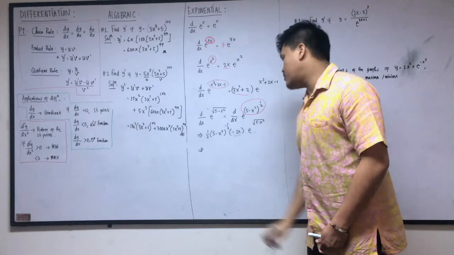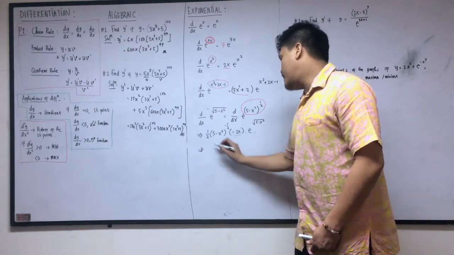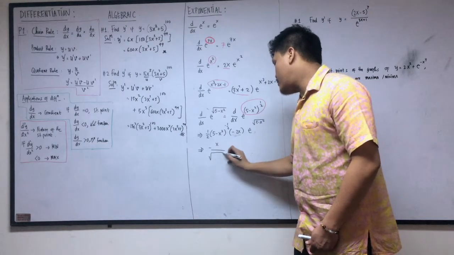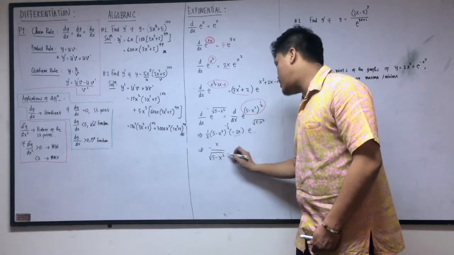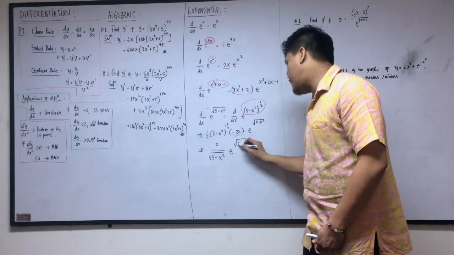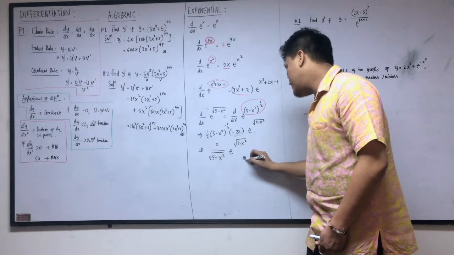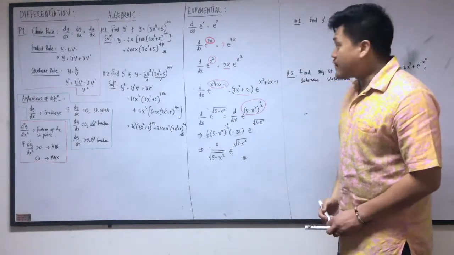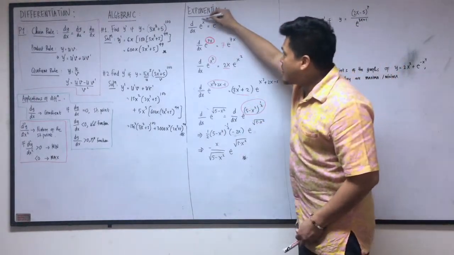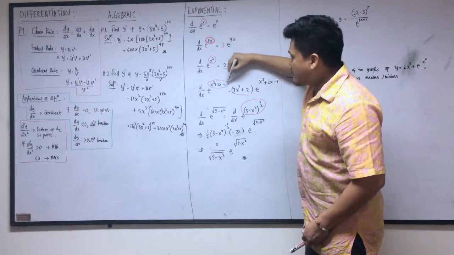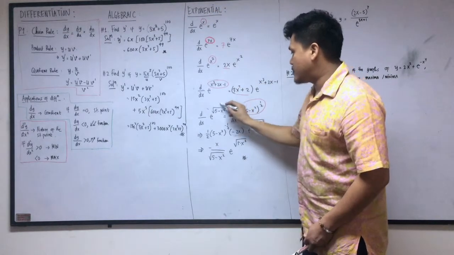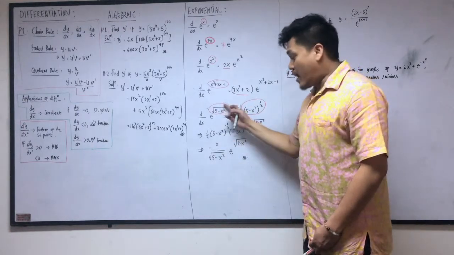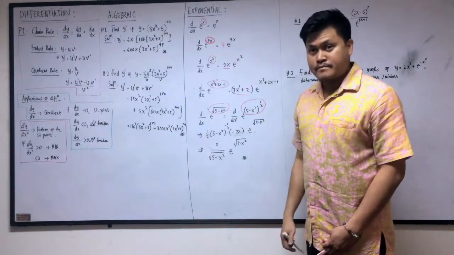Simplify it further, you'll get something like negative x over square root of 5 minus x squared, times e to the power of square root of 5 minus x squared. Okay? Again, when you're doing exponential, the first thing that you need to identify is the power. All the powers. Once you've identified the powers, you derive it, you drop down.